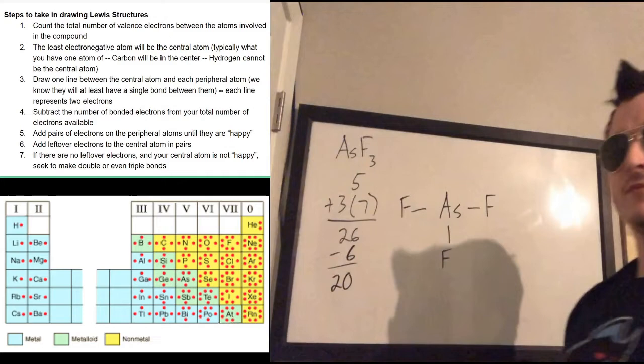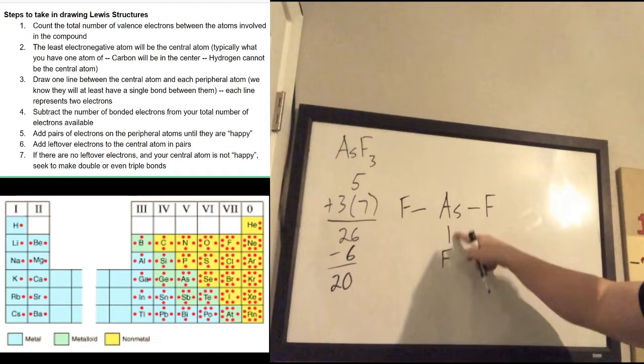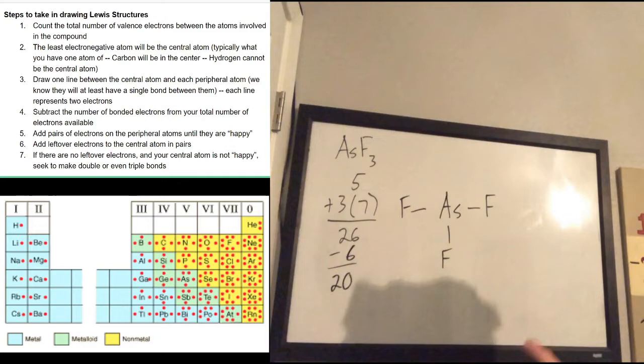And your next step is to make the outside guys happy. We always make the outside happy and then the inside. Well, each of these fluorines currently only have 2 electrons. They brought 7 to the table. They want 8, but they currently only have 2, which means each fluorine is going to need an additional 6 electrons. So let's go ahead and add those. 6 dots onto each of your fluorines.